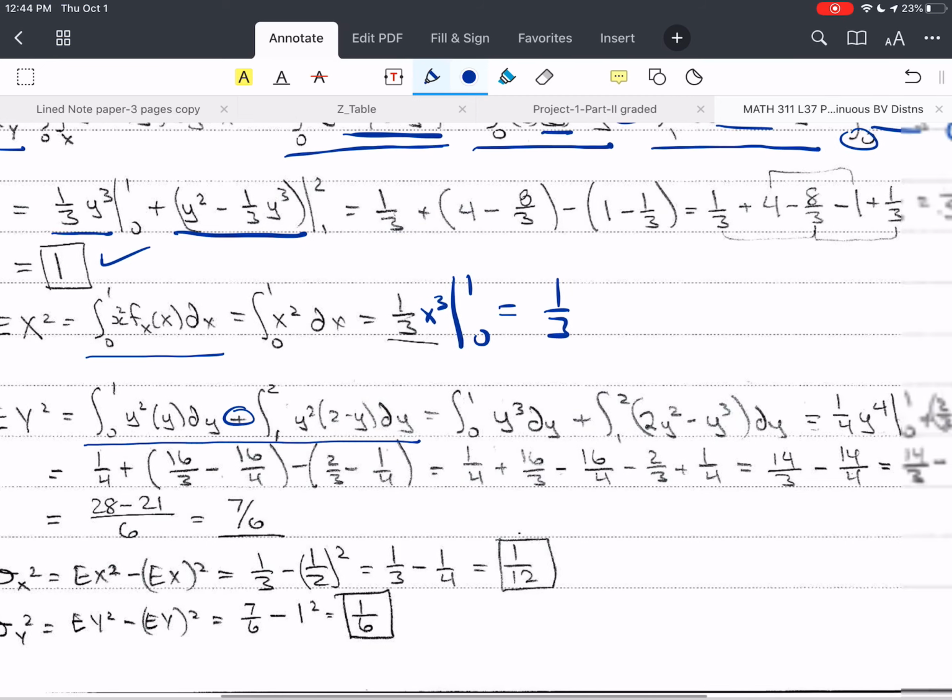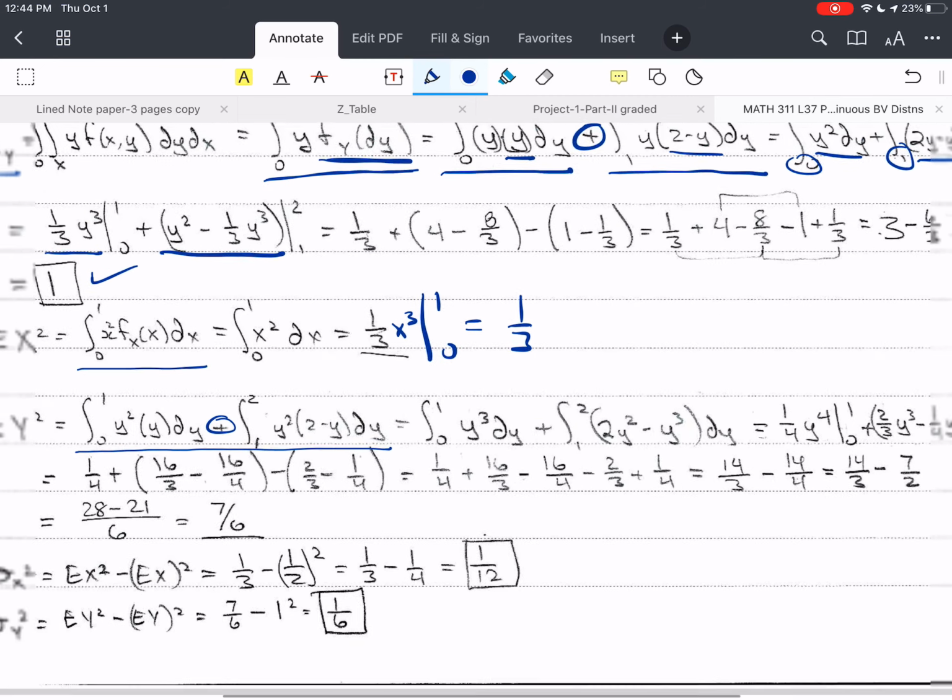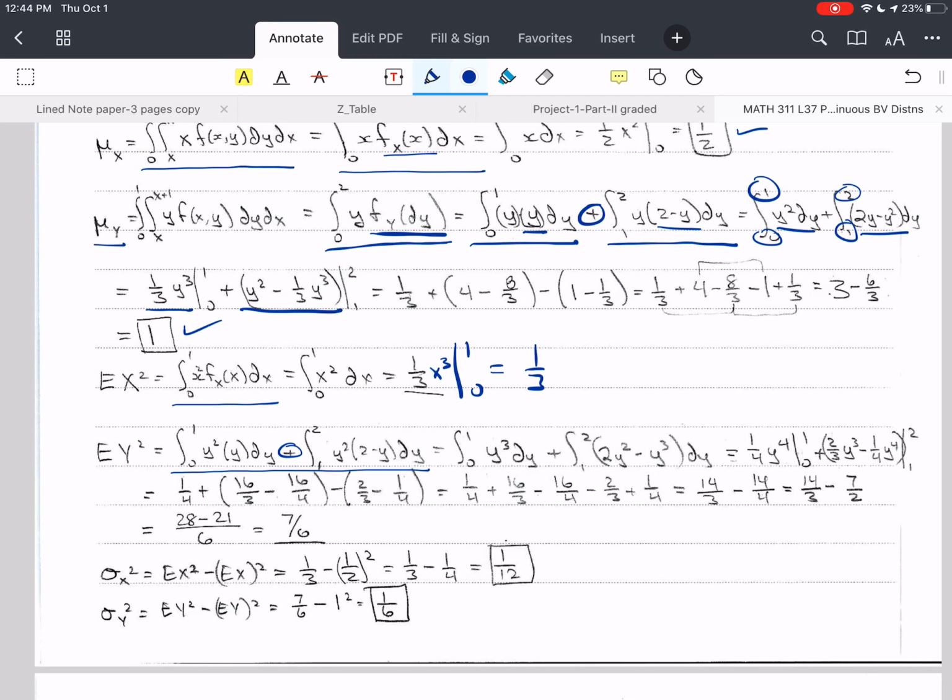And please look through this and make sure that you can understand the details. Make sure that you can work through this and get the correct answer, because it's very important that you do so. So I got 7/6 for that. I get 1/3 for E of x squared.